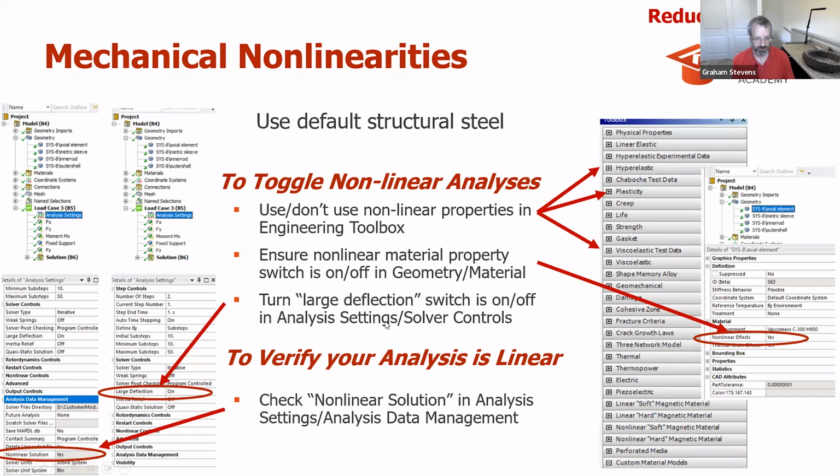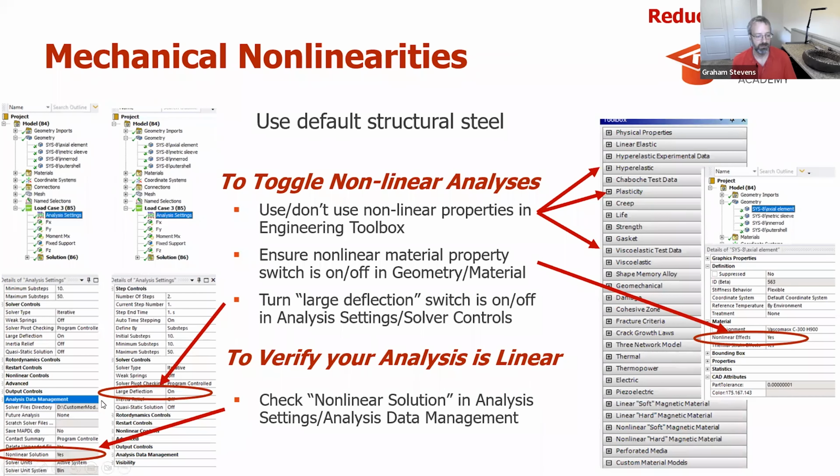Similarly, in the analysis solver settings, when you're looking at that fishing pole or geometric nonlinearities, there's another switch called the large deflection solver control underneath your analysis settings. If that is on, it turns on the nonlinear engine to do calculations. So again, that switch combined with the material switch tells Ansys, is it nonlinear or is it linear?